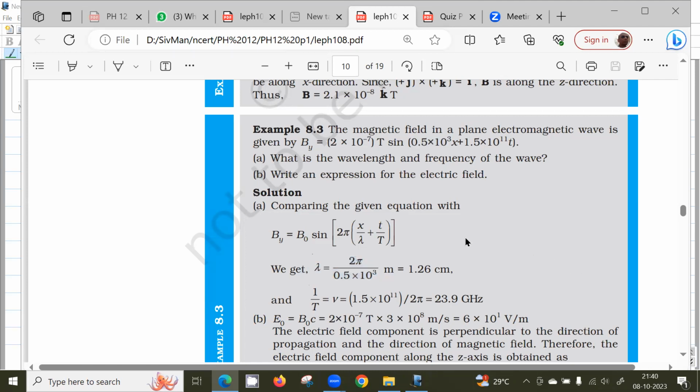Clear, sir. And the time period T: 2 pi by capital T, where the coefficient of t is 1.5 into 10 raised to 11. So from this I'll get 1 by T as this divided by 2 pi. Frequency is 1 by T. That is basic, you should know.